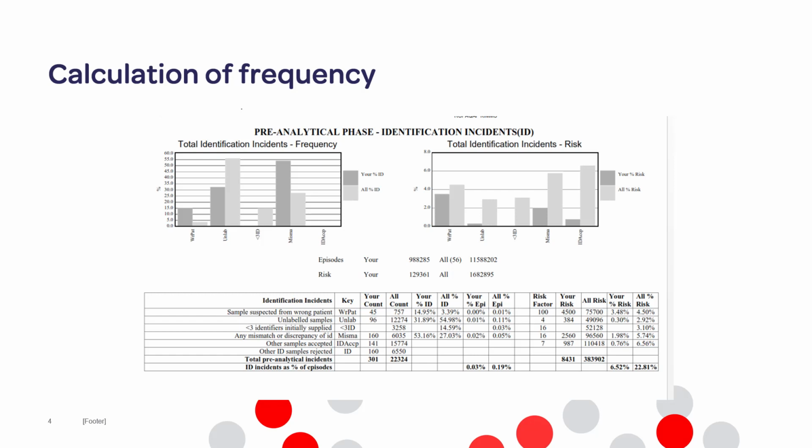Calculation of your percentage ID is your count for the incident divided by the total pre-analytical incidents for this category expressed as a percentage. For your percentage EPI, the calculation is the frequency for the incident category divided by your episodes expressed as a percentage. The all calculations are the same, but use the all count and all episodes data.